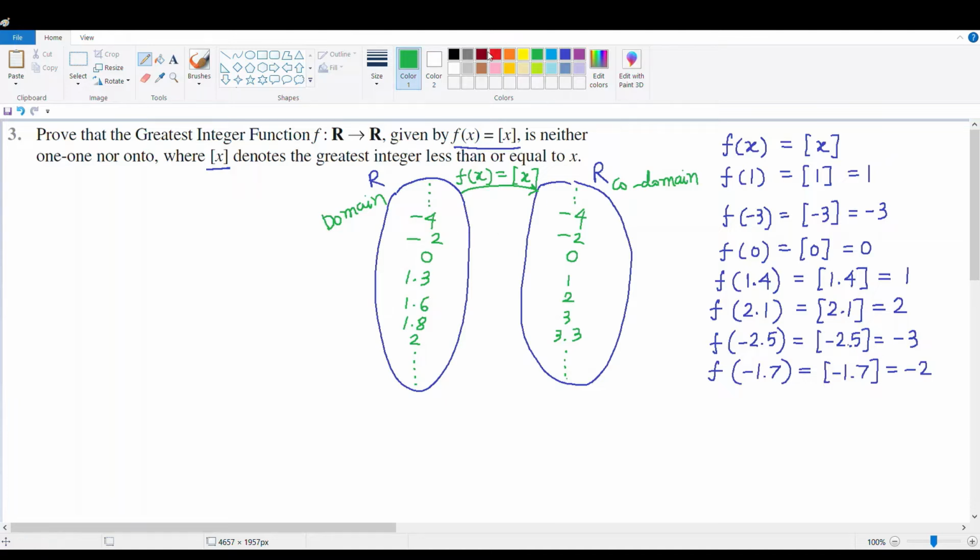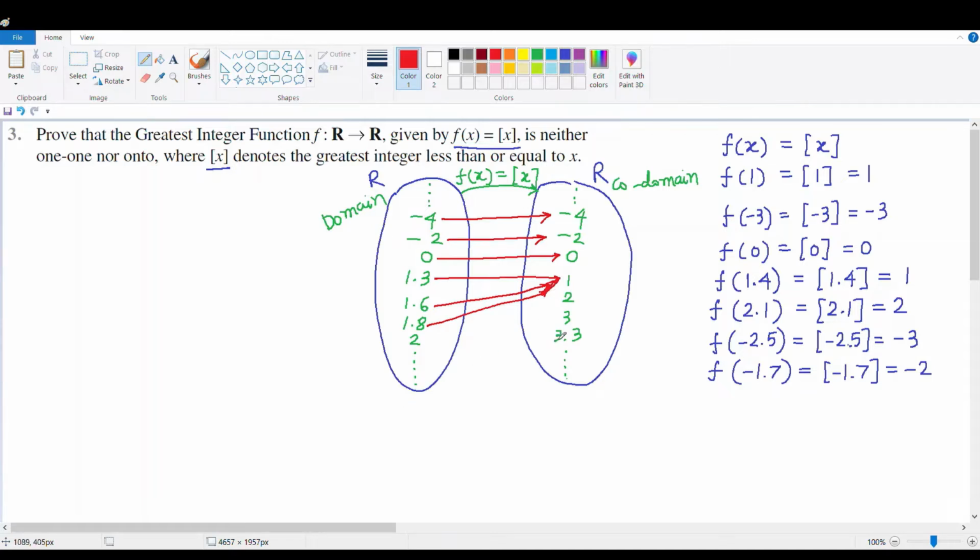Okay, so now let's establish the relation from domain to codomain. If we look for the greatest integer for negative 4, it's going to be negative 4 because negative 4 itself is an integer, so less than or equal to that number. So negative 4 is going to get connected to negative 4. Negative 2 is going to get connected to negative 2. 0 is going to get connected to 0. Now 1.3 is going to be connected to 1. 1.6 is also connected to 1. 1.8 is also going to connect to 1. These all are going to connect to 1.